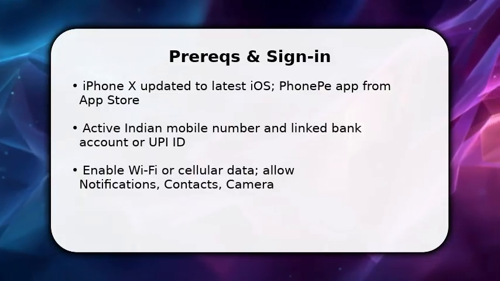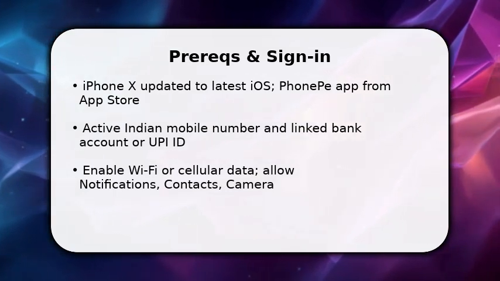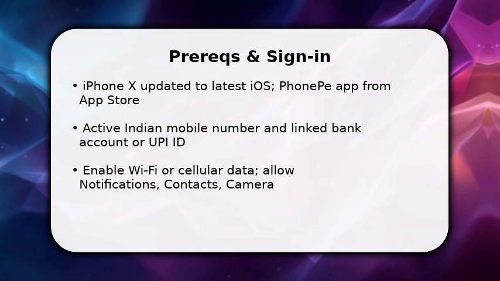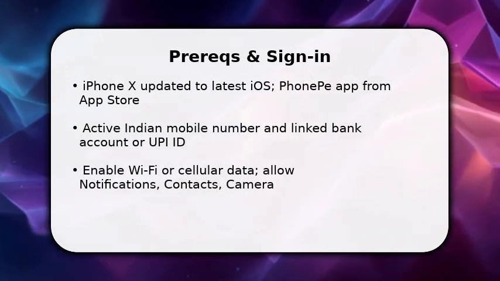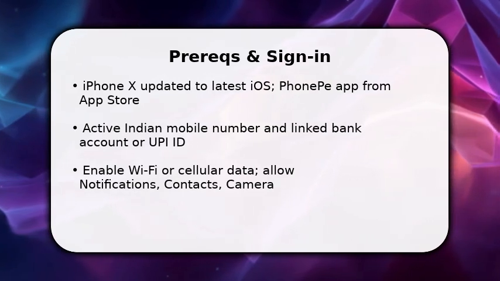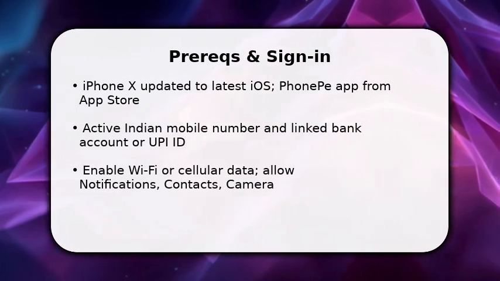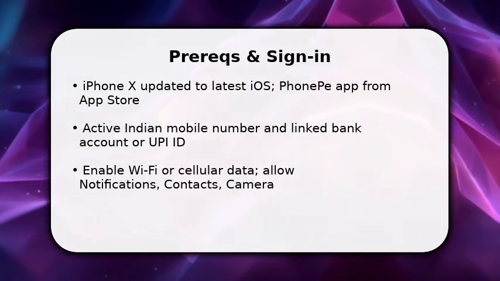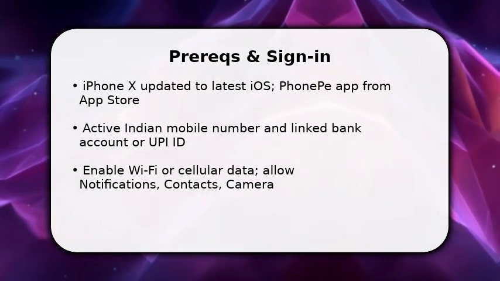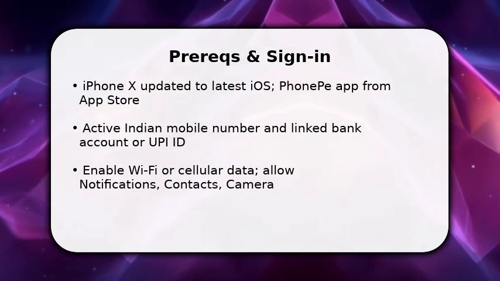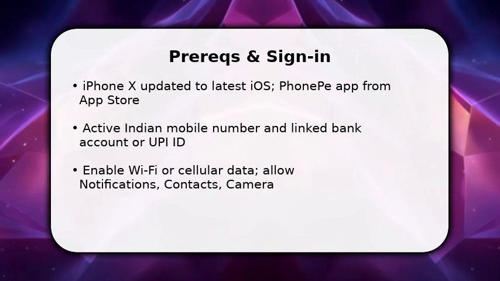You'll start by confirming prerequisites so nothing blocks the flow. Make sure your iPhone X runs the latest iOS and you've installed PhonePe from the App Store. Sign in with the mobile number registered to your bank. This lets the app verify via SMS. Once done, grant contacts and camera permissions so you can add beneficiaries and scan QR codes. Finally, set a secure app passcode or Face ID. This protects payments and speeds up future authorizations.